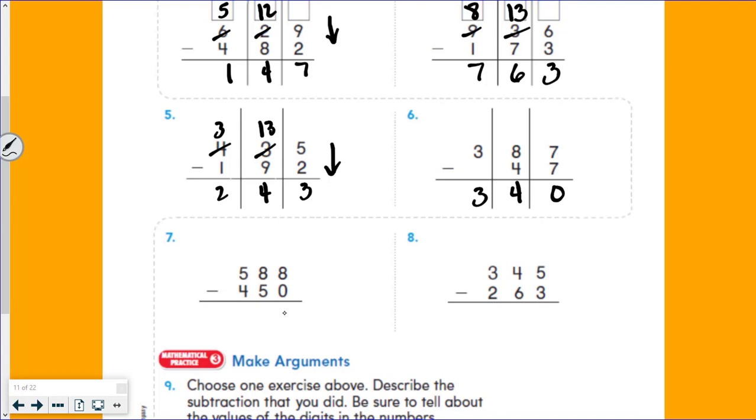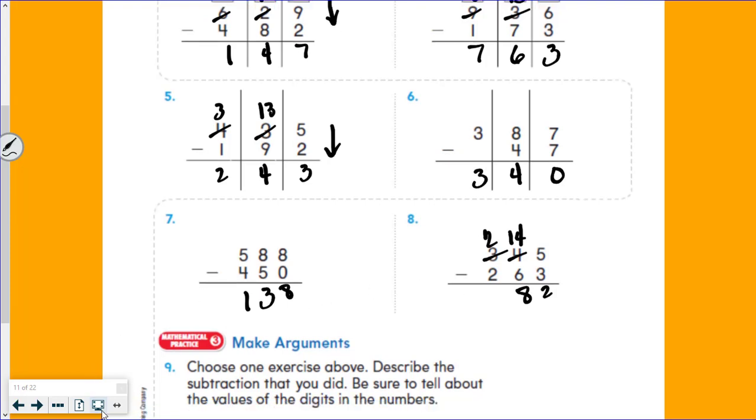Number 7, 8 take away 5 is 3. And 500s take away 400 equals 1. So 138. And then our last one, let's see, that's going to be 2. Can't do it, so we got to regroup. So that becomes 2, and this becomes 14. And then 14 take away 6 is 8. 2 take away 2 is 0, so I don't write anything. So 82. All right, nice.